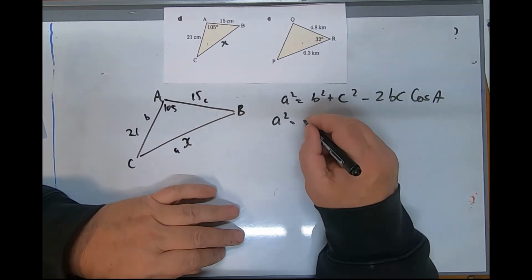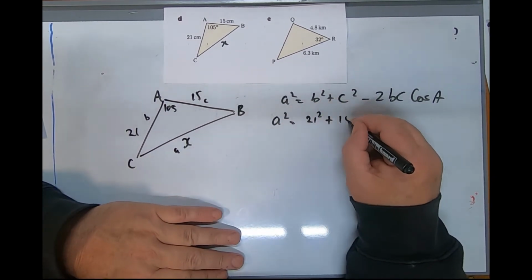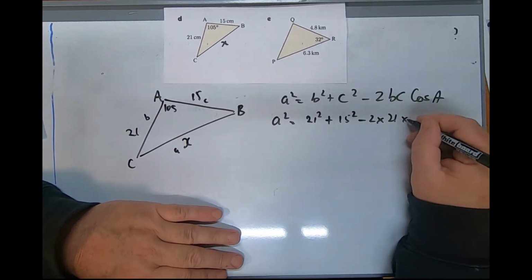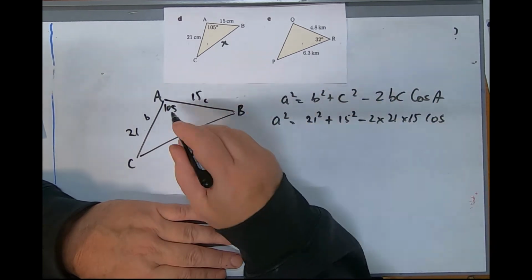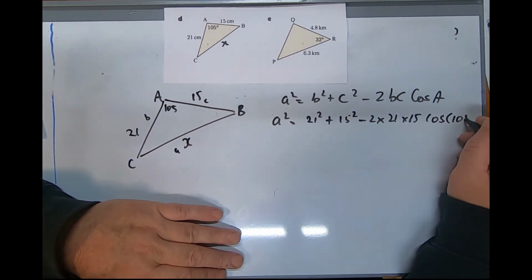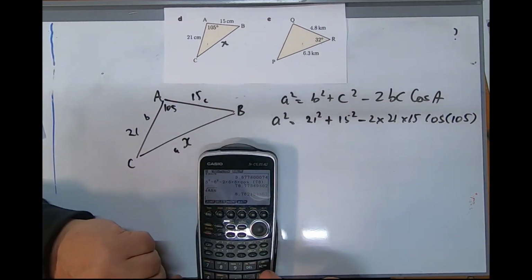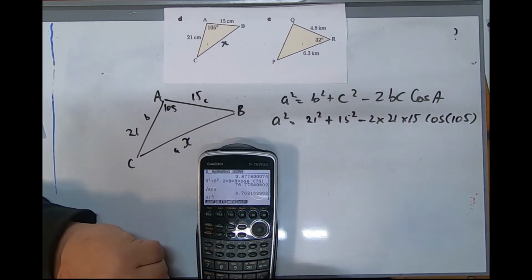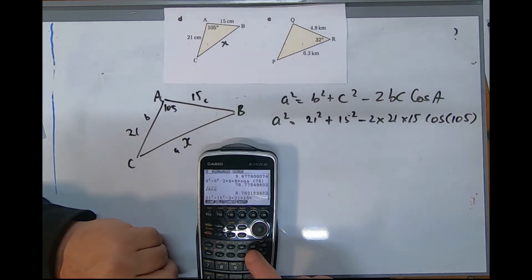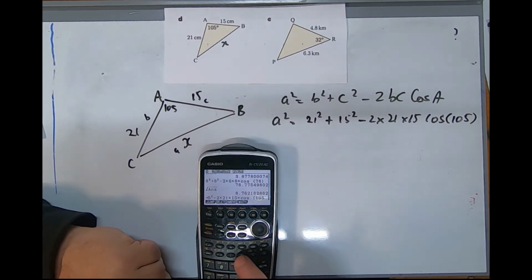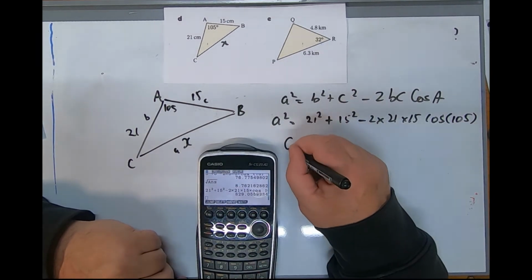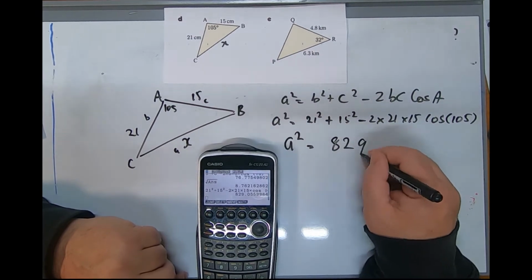A squared equals 21 squared, bigger numbers this time, plus 15 squared, take away 2 times 21 times 15 cos, in this question, 105. Now, we've got a cos of a number bigger than 90, but as discussed in class, that should be fine. So, let's do this. 21 squared plus 15 squared minus 2 times 21 times 15 times cos bracket 105, equals. So a squared equals 829.